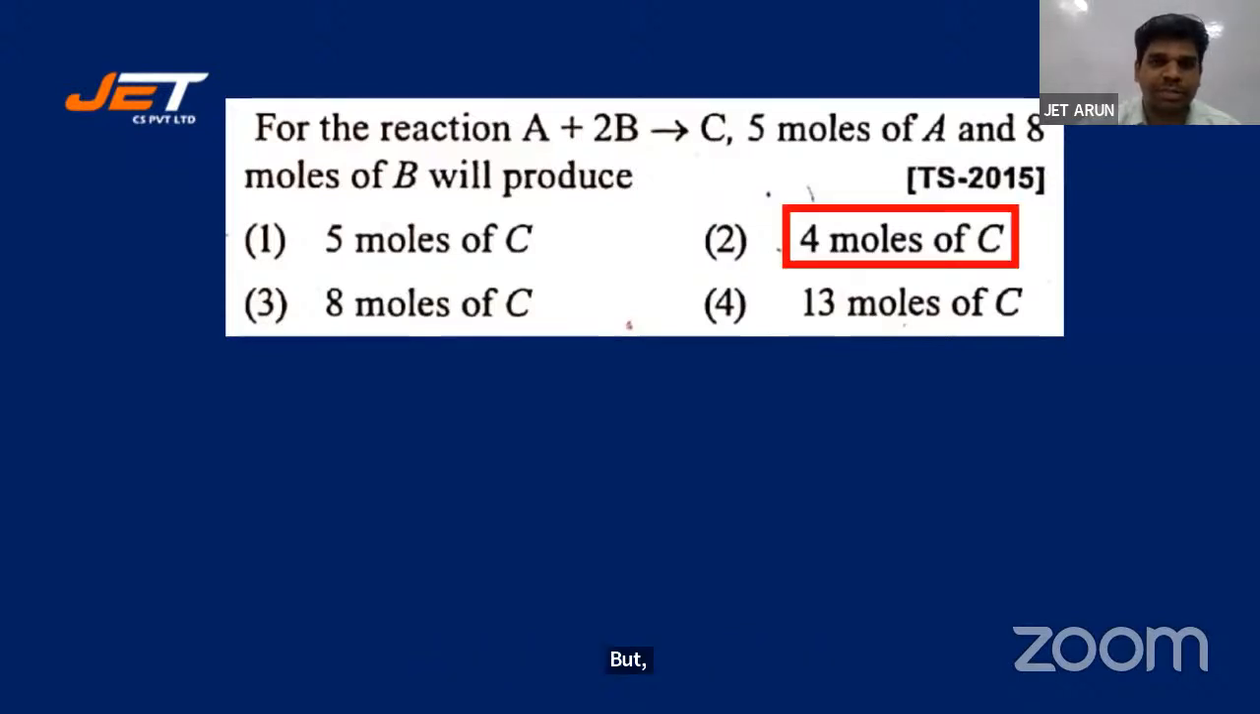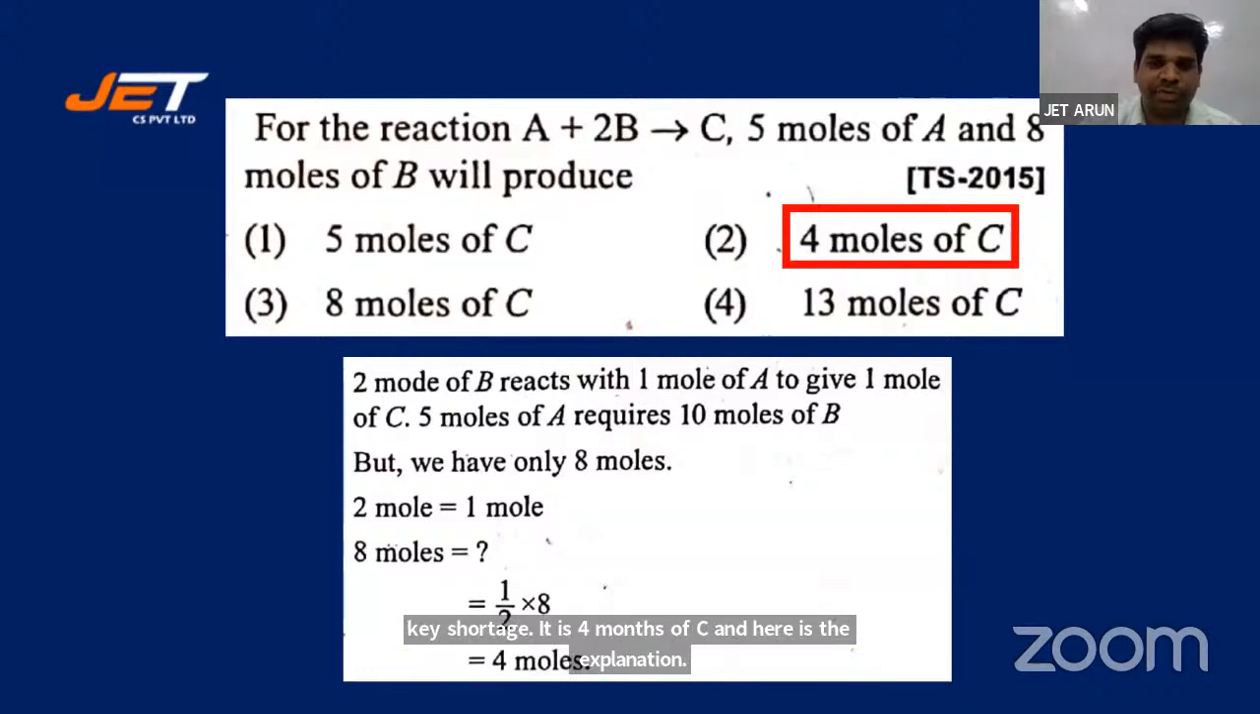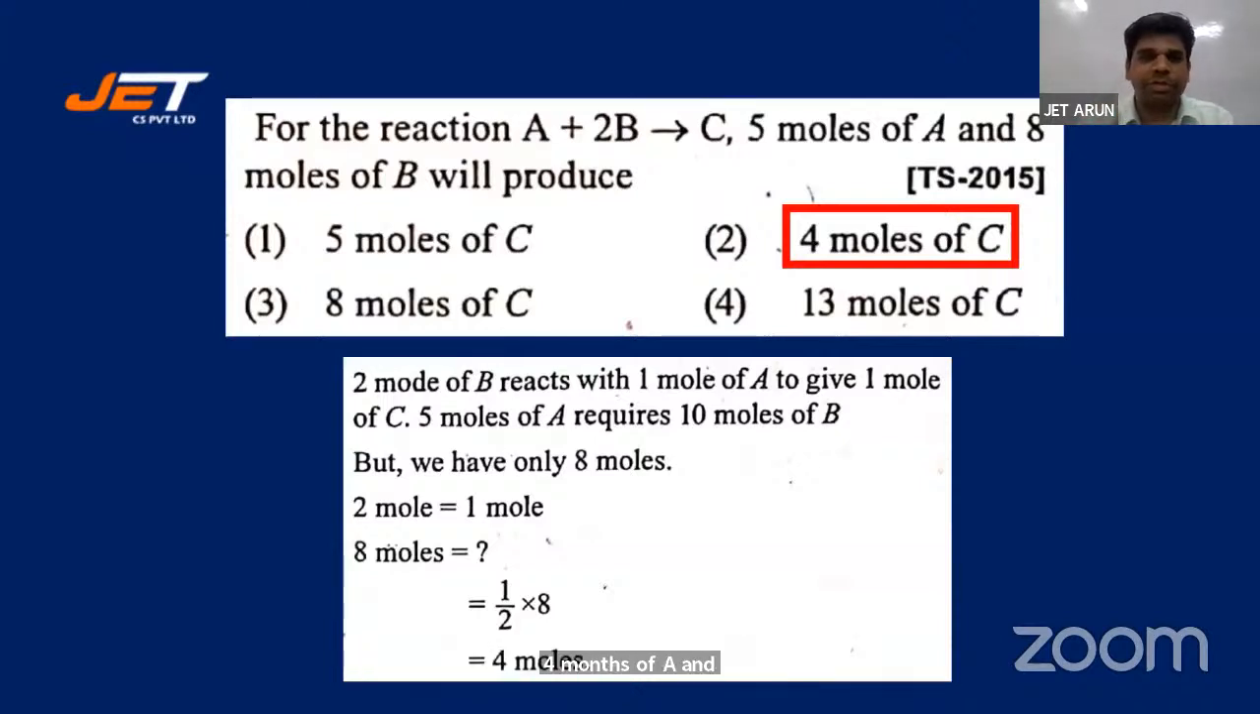Okay, let's look at the key, students. It is 4 moles of C. And here is the explanation. 2 moles of B reacts with 1 mole of A to give 1 mole of C. Right? A plus 2B gives rise to C. That means 1 mole of A plus 2 moles of B gives rise to 1 mole of C. Now 5 moles of A requires 10 moles of B. But we have got only 8 moles. All right, so 2 moles of B require 1 mole of A. So 8 moles of B require 4 moles of A, and the coefficient of A is same as the coefficient of C. So C would be 4 moles.